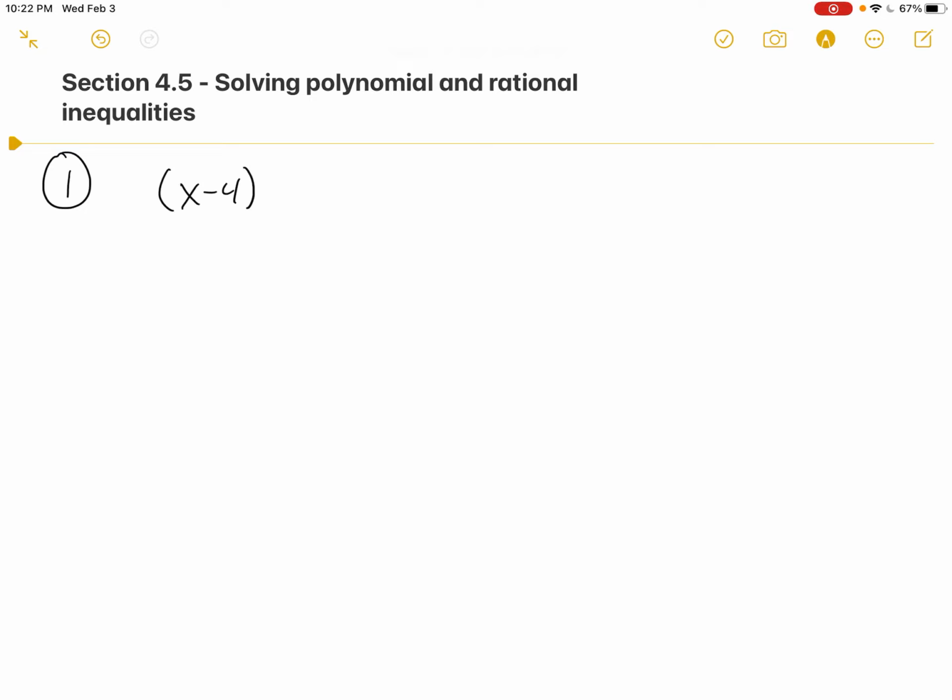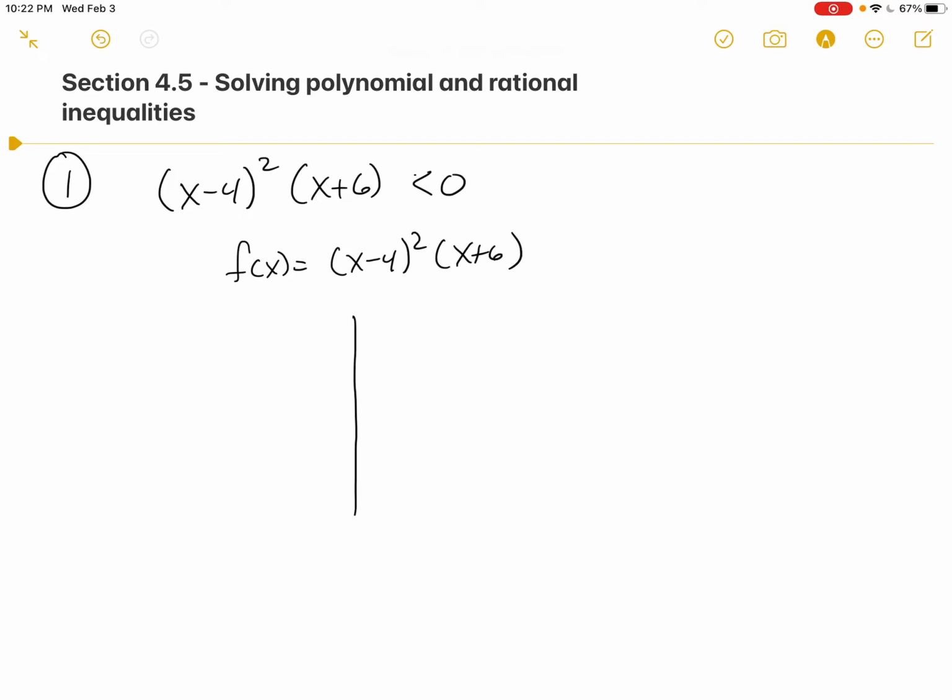Let's look at the first equation that we need to see. It's a polynomial inequality, and they want to know where this thing is less than 0. No problem. What you could do is you could graph it. And what are you going to graph? You're going to graph f of x is equal to (x minus 4) squared times (x plus 6). That would be the easiest way to see what's going on, and then I can put it back in what we did in intermediate algebra.